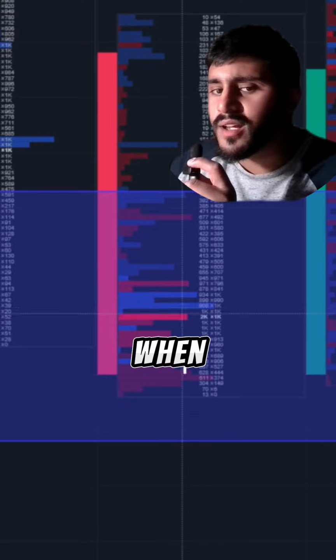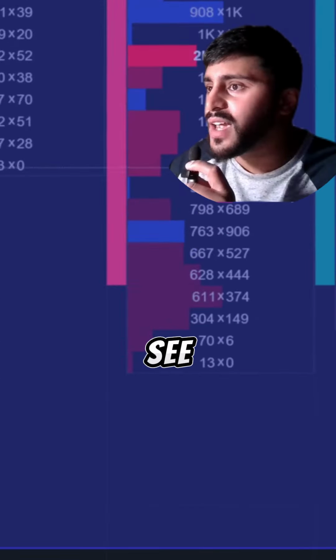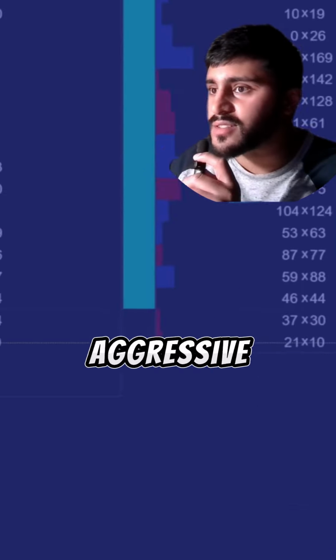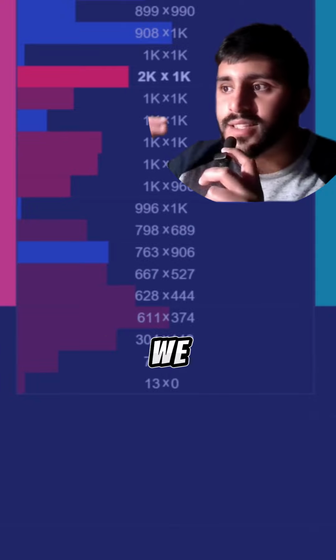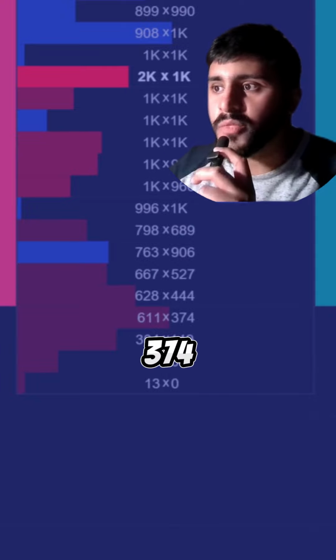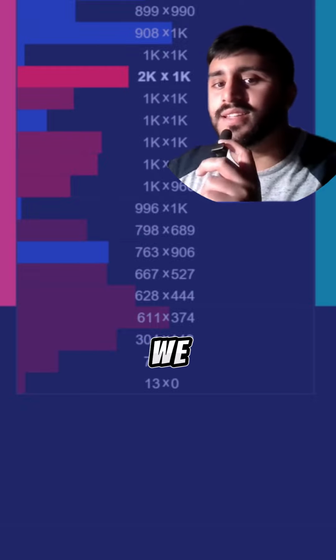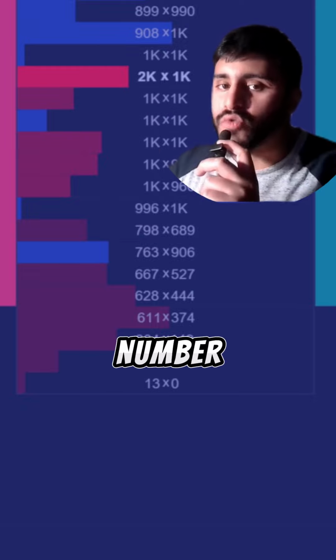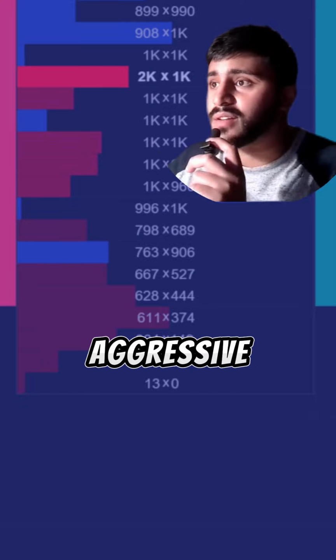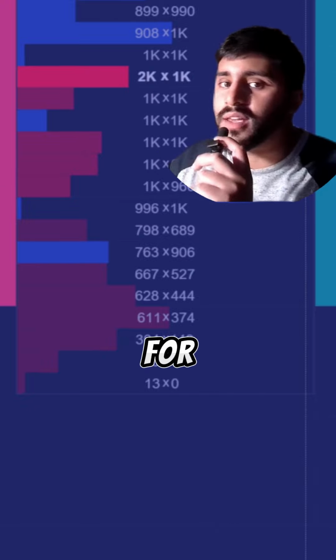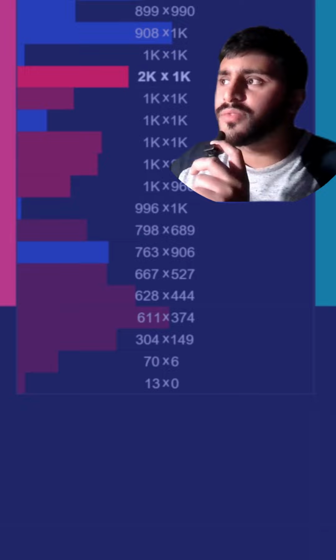So notice how price, when it comes into the zone, we see a very, very large amount of aggressive sellers. In fact, if we read the order flow, we see 611 for 374, we see 304 for 149, and then we see 13 for 0. So we see a significant number of aggressive sellers compared to the aggressive buyers. In fact, over here, we see 2K for 1K. So we see double the amount of sellers than we do buyers.